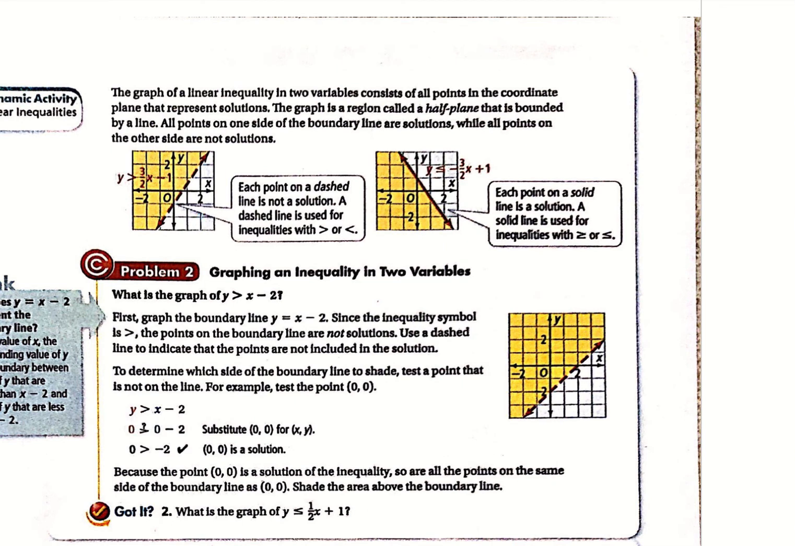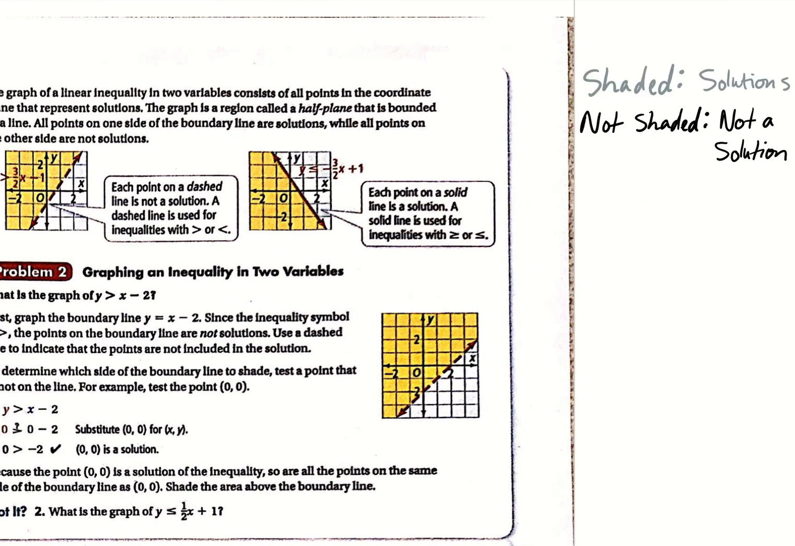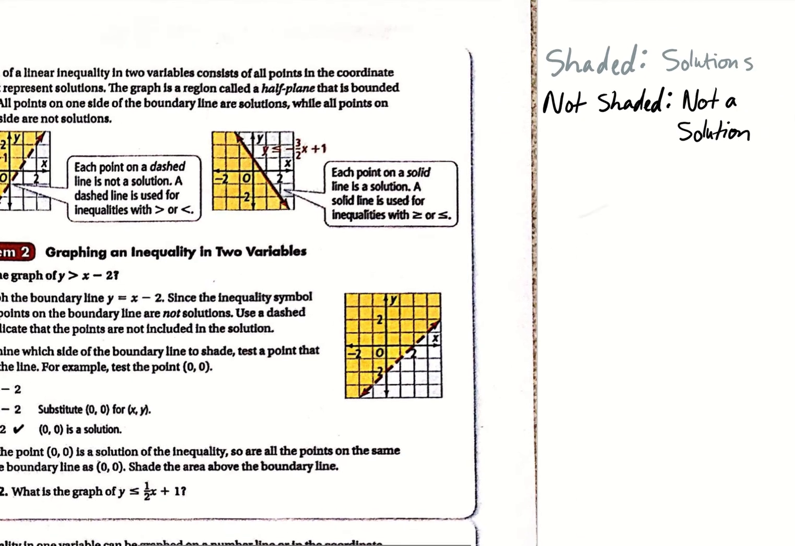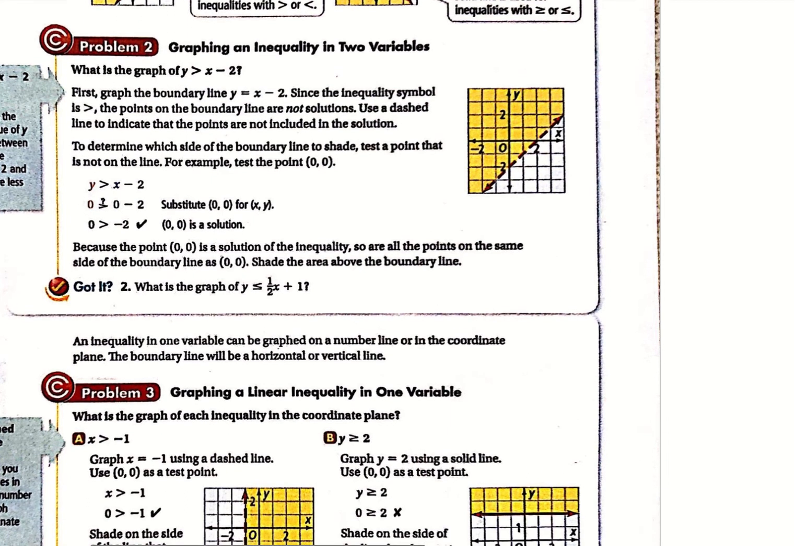I'll go ahead and write that for you real quick so you can copy it down. Here it is over on the right side of the screen. Where it's shaded, those are all solutions. And where it's not shaded, those are not solutions to the inequality. Hope you got that written down. If not, you can go back and pause the video real quick. But we'll go ahead and move on to problem 2.